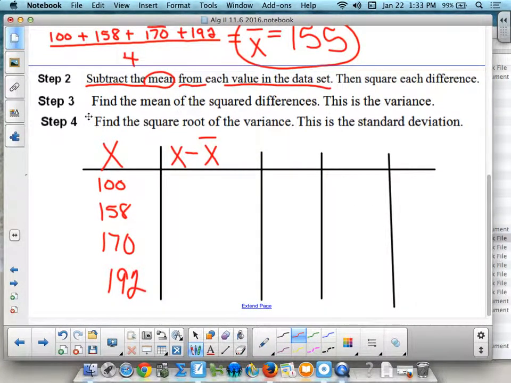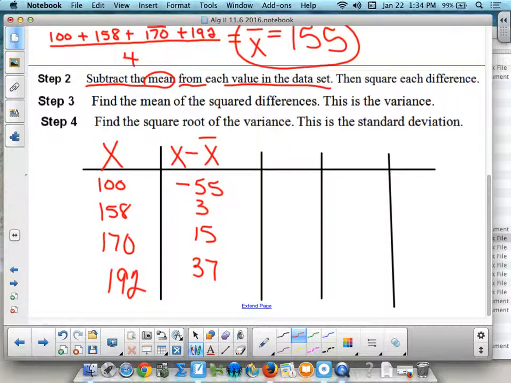Okay, so now that you did that, tell me what you're getting. Ready? 100, which is this number, minus your average. Negative 55. Okay. 158 minus your average. 3. 170. 15. 192 minus that. 37. Okay. Pretty simple, right?